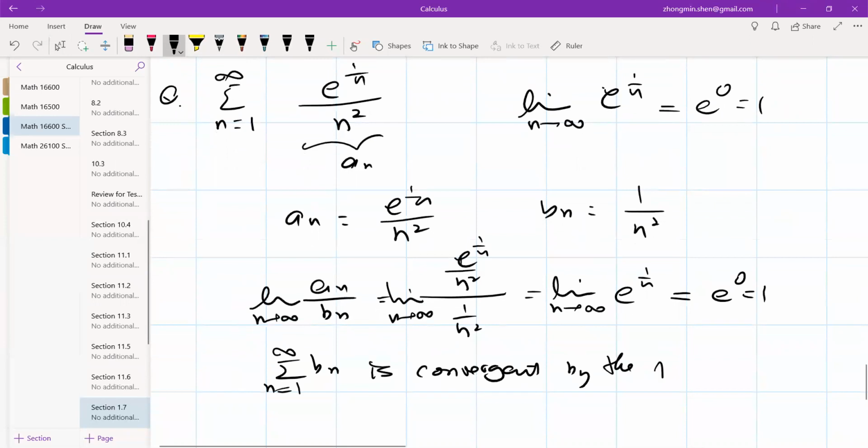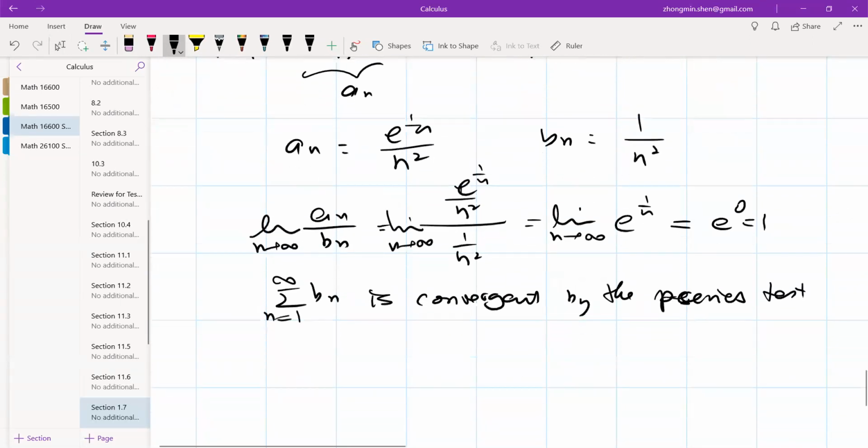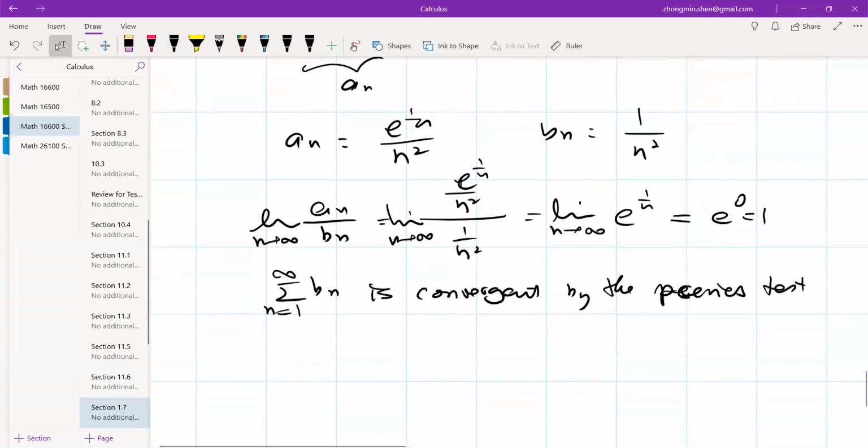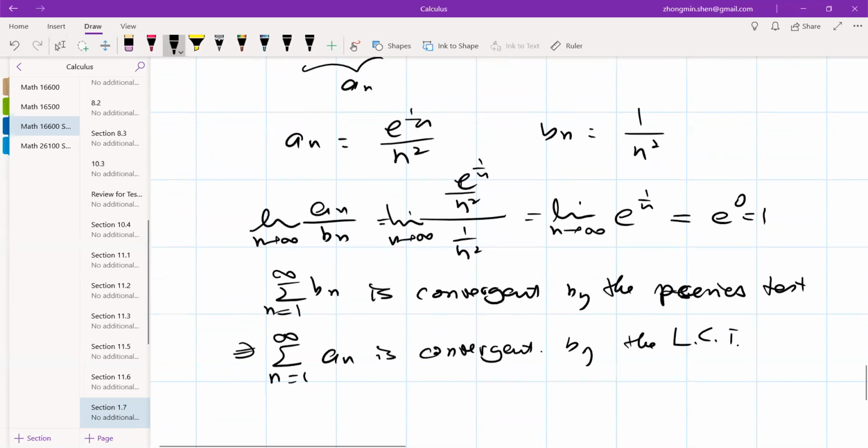By the p-series test. Because this is 1 over n squared, bn is convergent. So this implies an is convergent by the limit comparison test.